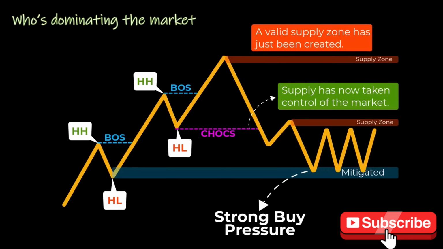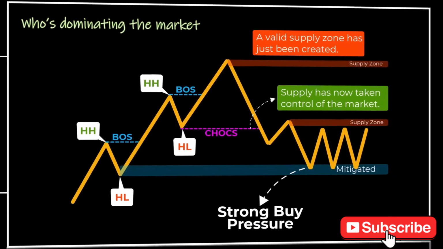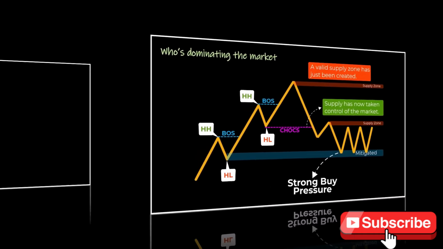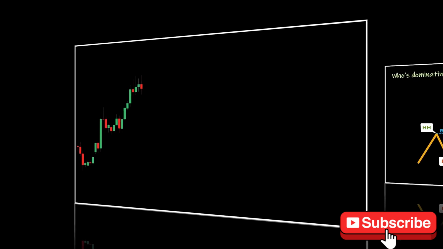So if you're ever unsure what to do, zoom out and ask, has a zone been mitigated? Was there a CHOC or BOS break of structure? Which side is pushing price with more strength, demand or supply? This structure helps you trade with logic, not emotions. All right, let's break this down step by step.